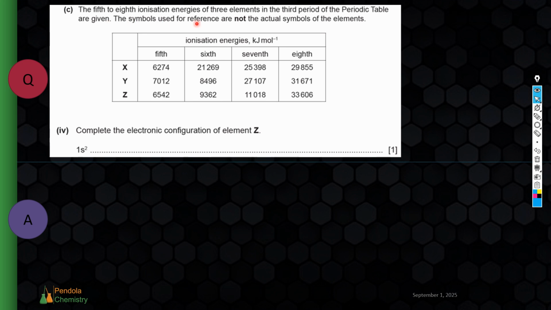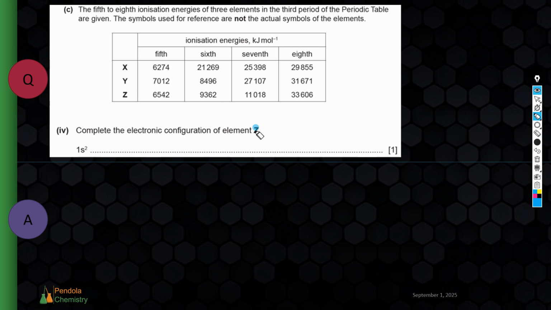The symbols used for reference are not the actual symbols for the element. That just means something along the lines of Y does not mean deuterium. It just means Y, like some random element, X, Y, Z. And they give us the 5th, 6th, 7th, and 8th ionization energy. And here it says complete the electronic configuration of element Z.